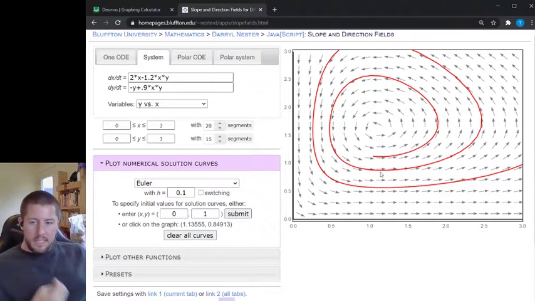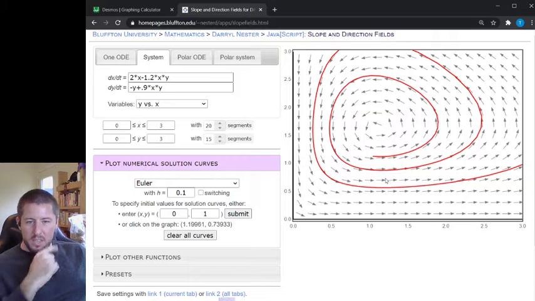Lots of rabbits leads to more foxes. More foxes leads to less rabbits. Less rabbits leads to less foxes. Less foxes leads to more rabbits, and the cycle continues.